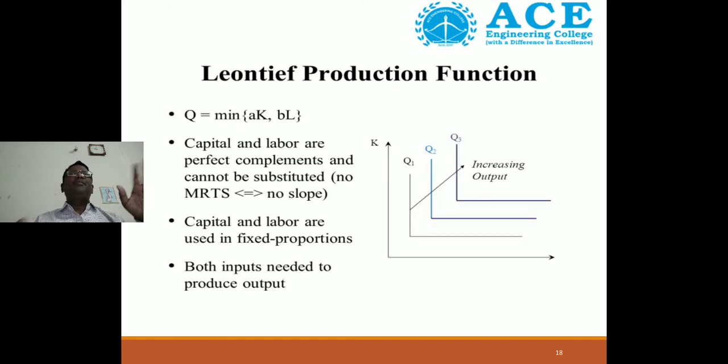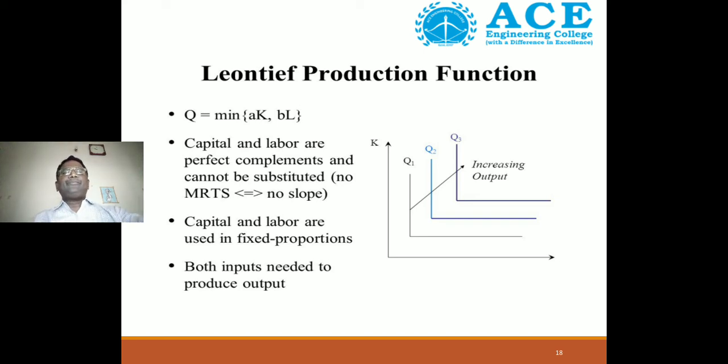Then what is the Leontief production function? The Leontief production function is Q equal to the minimum of A into capital and B into labor. So capital and labor are perfect complements and cannot be substituted. That means no MRTS, no slope. Capital and labor are used in fixed proportions. Both inputs are needed to produce output.